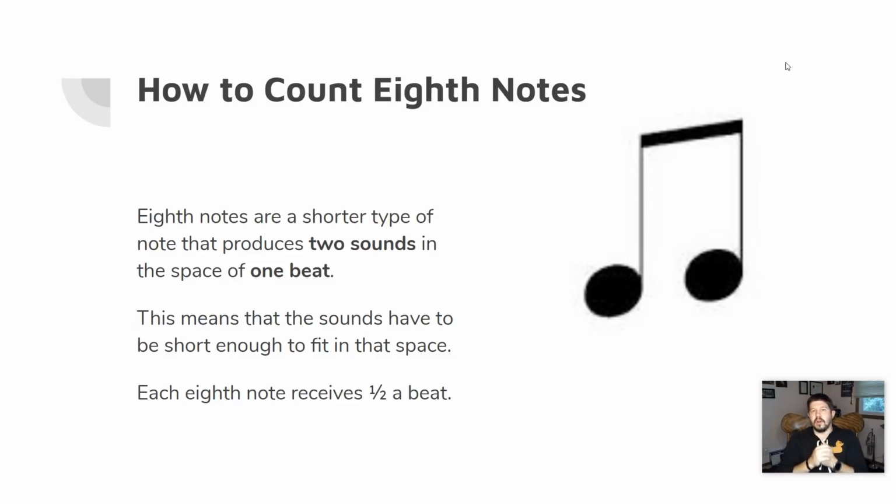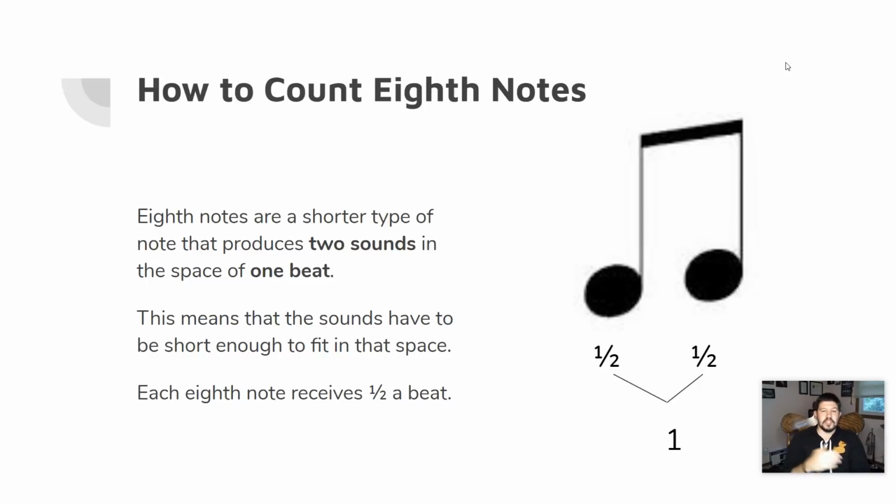So if you are making two sounds in the space of one beat, those sounds need to be what? Shorter or longer? What do you think? Shorter is absolutely right. You need to shorten those sounds to fit more of them inside that space. So each eighth note is going to receive 1/2 of a beat, because if we take 1 and divide it by 2, we get 1/2 on each one. We can check this because when we add those two halves together, we get back to our whole number 1, which we know the eighth note receives as its number of beats.